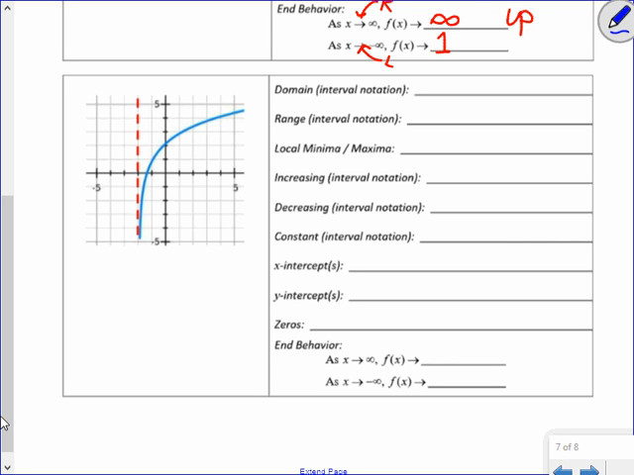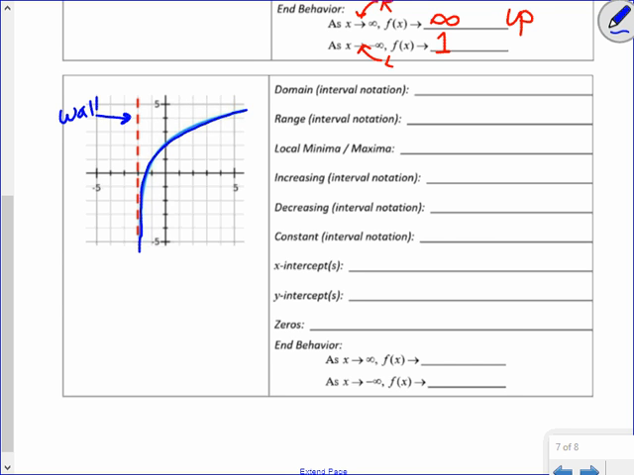So for the domain, again, you want to think, where does it start, where does it stop? What's the furthest to the left I can go, what's the furthest to the right I can go? So you'll notice that this red dashed line is like a wall. A vertical asymptote, which we'll talk about more later, is like a wall that you're graphing across. It'll come up next to it like this. It'll come towards it and kind of straighten out. It'll go alongside the asymptote, but it will never cross it.